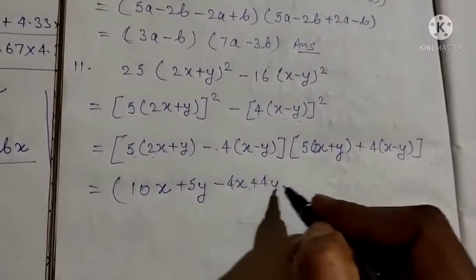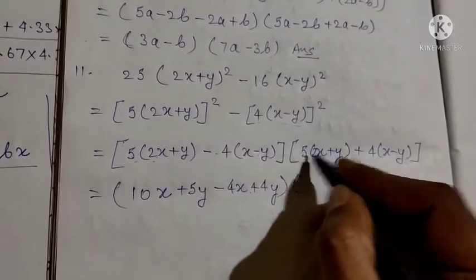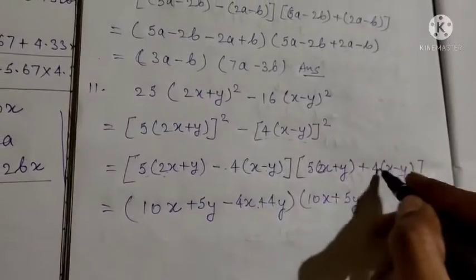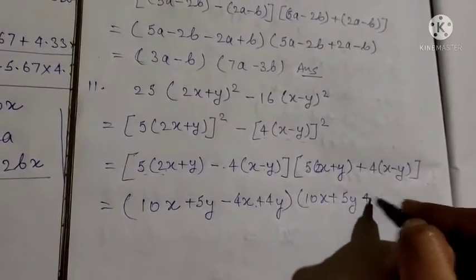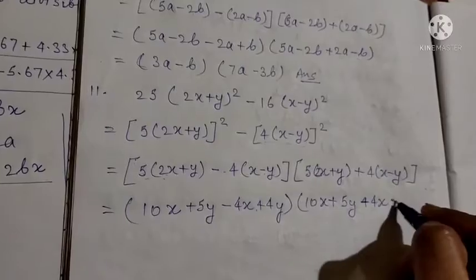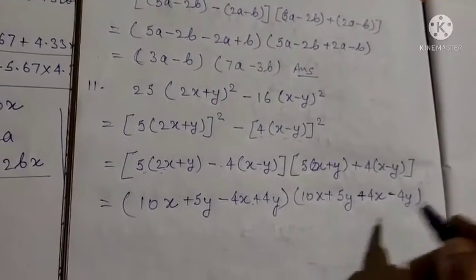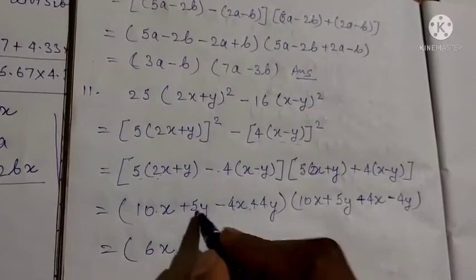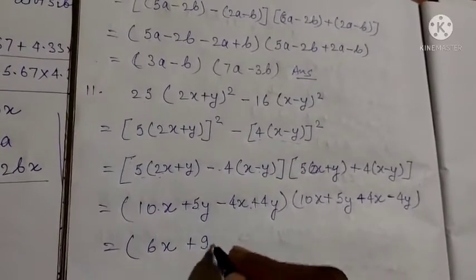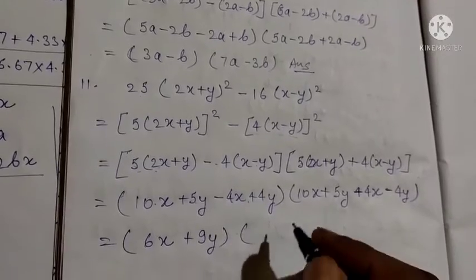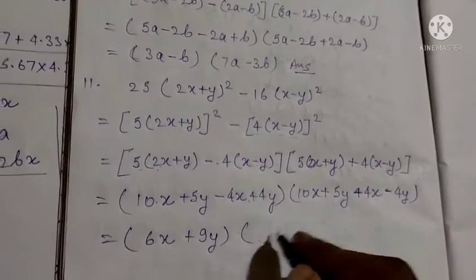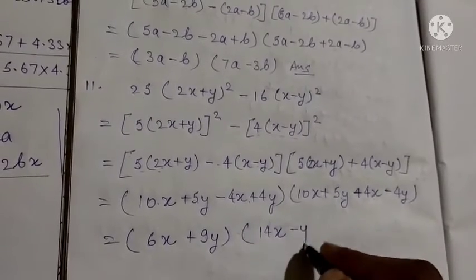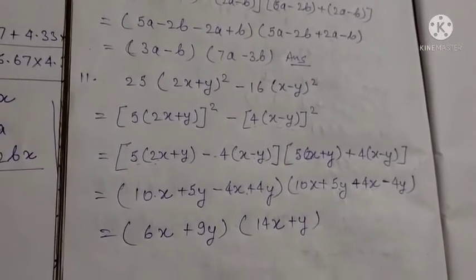Minus into minus becomes plus 4y, and again 5 into 2 is 10x, plus 5 into y is 5y, plus 4 into x is plus 4x, plus into minus becomes minus 4 into y becomes 4y. 10x minus 4x is equal to 6x, and 5y plus 4y will be equal to 9y. 10x plus 4x becomes 14x, and plus 5y minus 4y equals plus y.